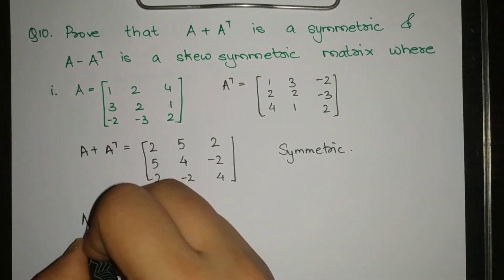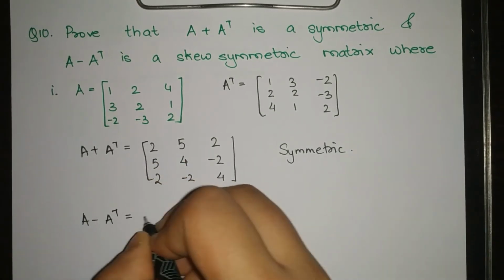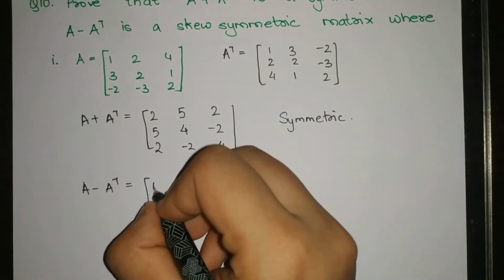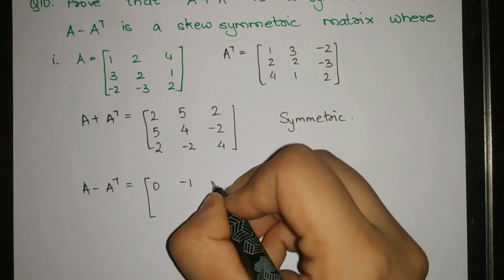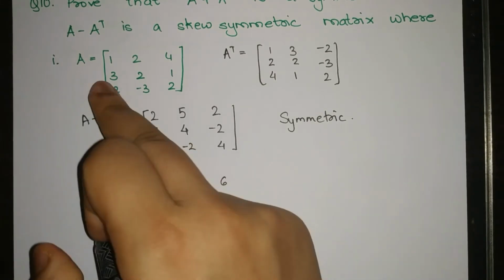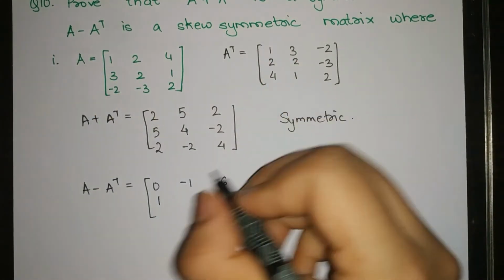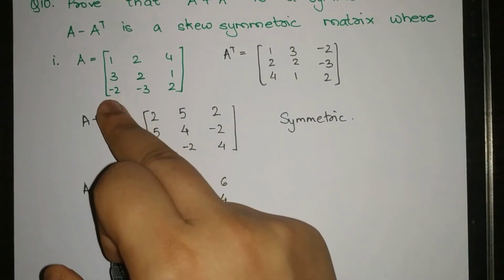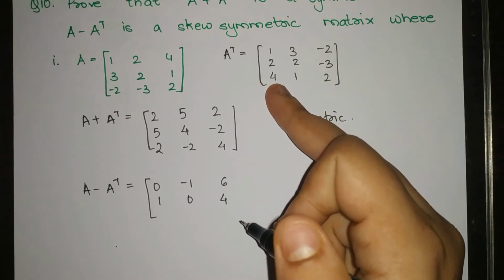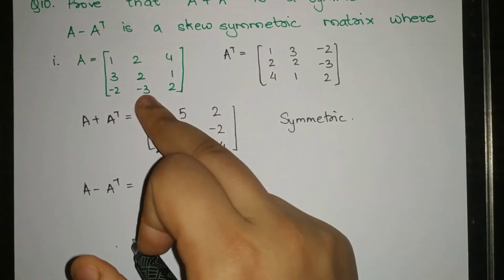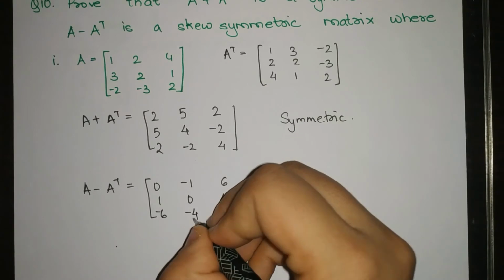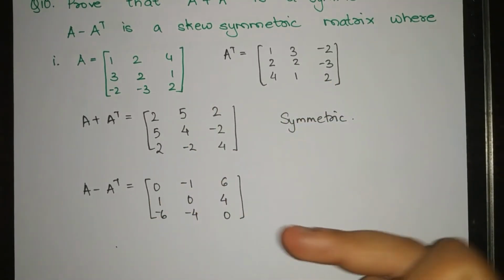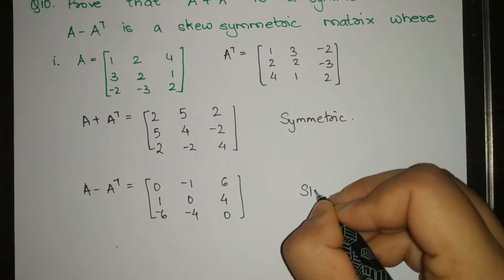Now let's calculate A minus A transpose, which is equal to, now here we have to subtract, so 0, then we have -1, then we have 6, then we have 1, 2 minus 2 is 0, 1 minus -3 is 4, -2 minus 4 is -6, -3 minus 1 is -4 and 2 minus 2 is 0. This is negative about the diagonal, right? So this is skew symmetric.